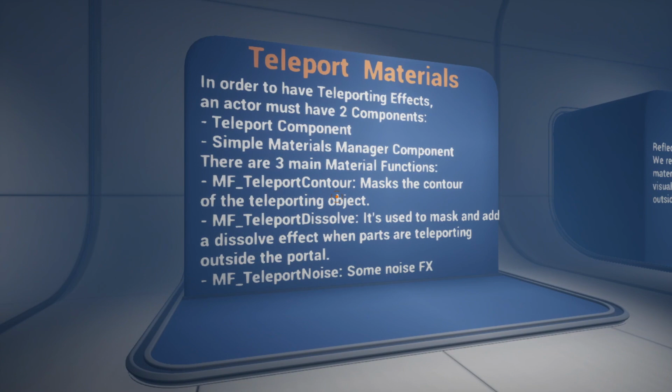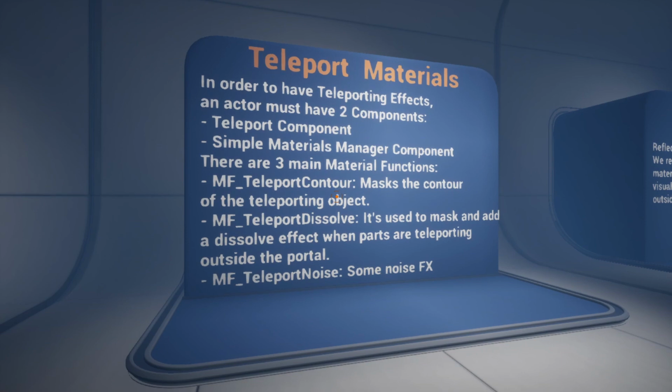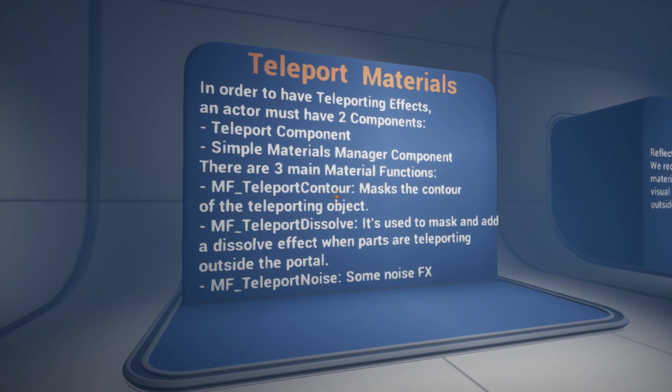So we also have teleport materials, as we said, teleporting actors that need to show some effects will need to have a teleport component and a simple materials manager component. There are three main material functions for teleporting actors, which are the teleport contour, that masks the contour of the teleporting object, the teleport dissolve, that is used to mask and add a dissolve effect when parts are teleporting outside the portal, and the teleport noise, that adds some noise effect.